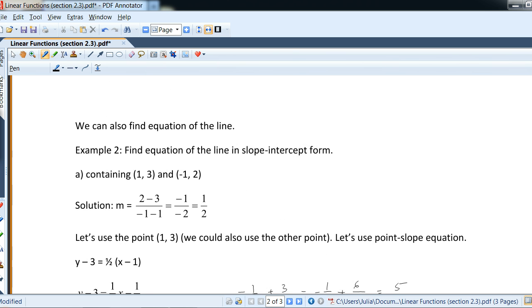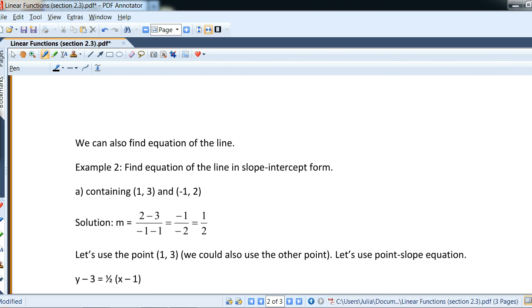Okay, now let's take a look at some equation of the line questions. Here's one example which we actually worked on last time. What if the line contains 2 points? How do we write the equation of the line? And we want it to be in slope-intercept form.